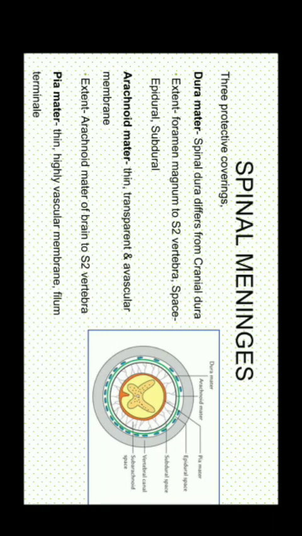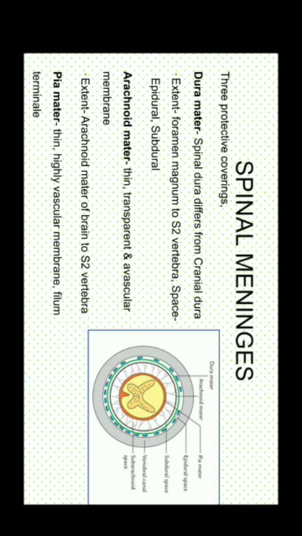The pia mater extends beyond the spinal cord. You know the spinal cord level is L1. The pia mater extends beyond the L1 vertebral level in the form of the filum terminale. So I said before, the filum terminale is something extending beyond it. It's a shiny white structure and attaches to the first coccygeal vertebra.